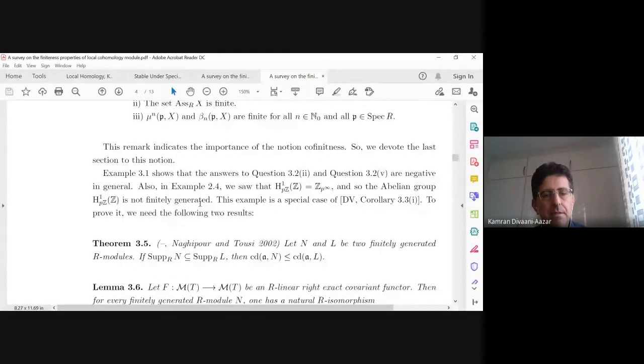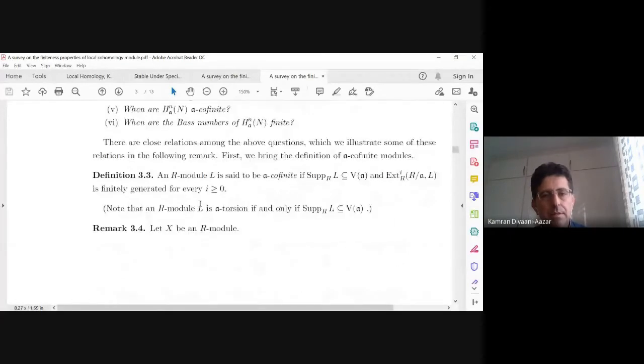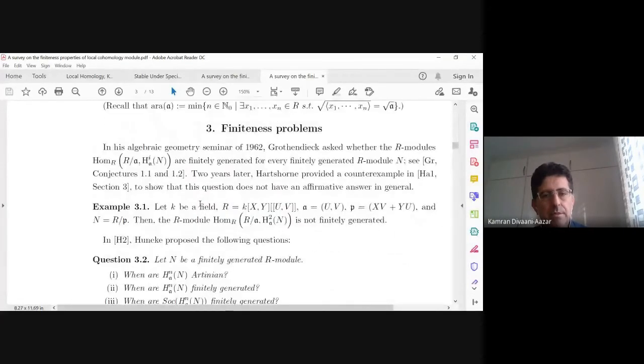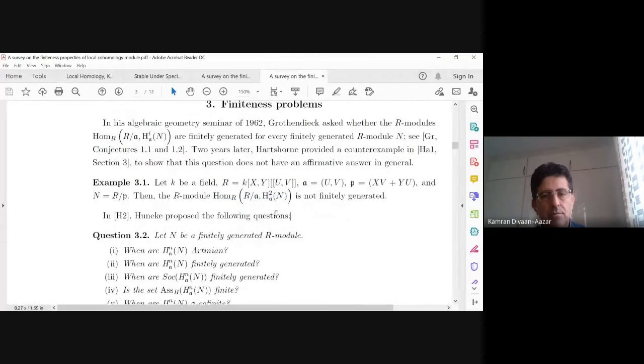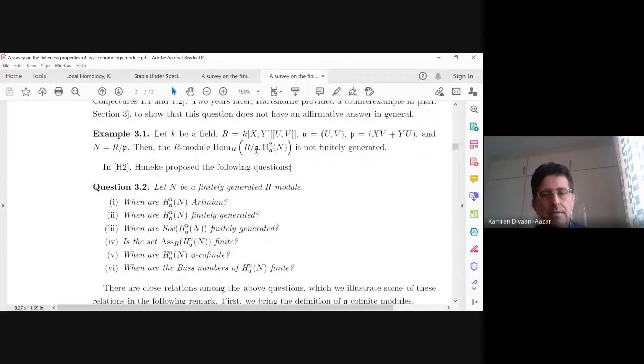In example 3.1, we see that this module is not finitely generated. So by the definition of cofiniteness, this provides a counterexample also for the fifth question. So here, local cohomology is not cofinite.